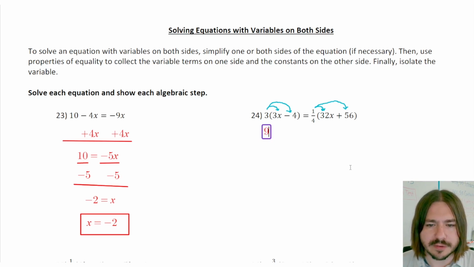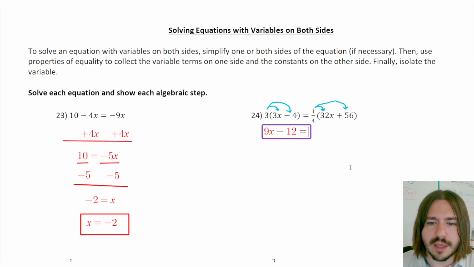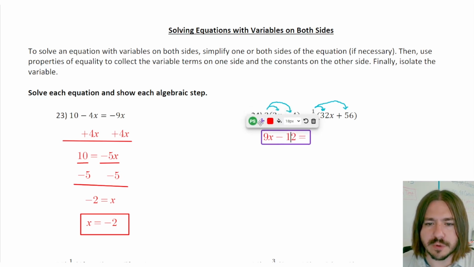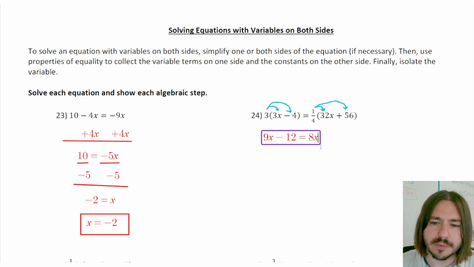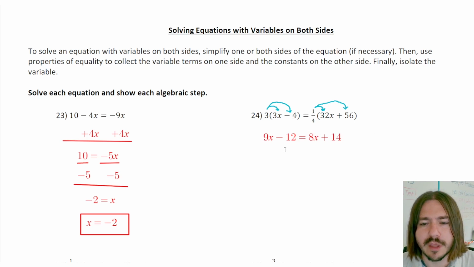So 3 times 3x is going to be 9x, 3 times 4 is going to be 12, so we get 9x minus 12. And then we've got 1/4 times each one of these, so 32 divided by 4 is going to be 8. So we get 8x. Is that right? I'm going to brain fart here. 16, yeah, 8x. And then 56 divided by 4 is going to be 14. Let me think. 4 times 4 is 16. Yeah, that checks out. Okay, so now I've got all the simplifying done.